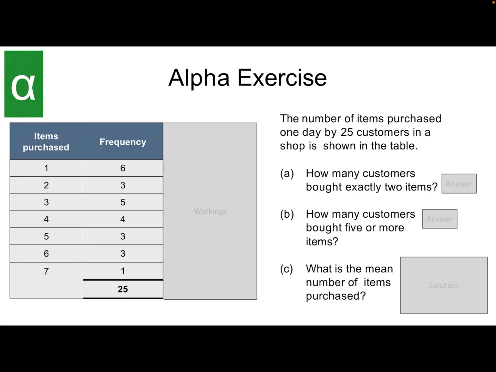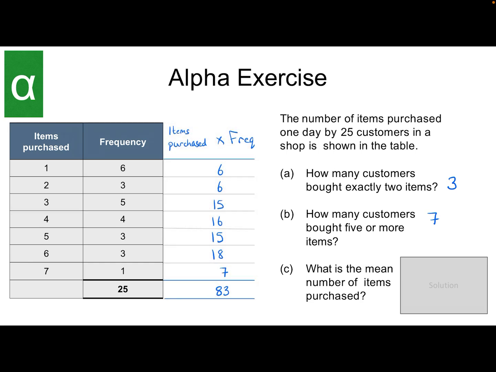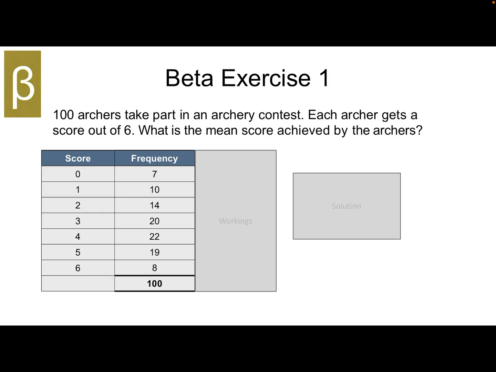Okay, right, stop your video and have a go at this one. Okay, his answers: how many customers bought exactly 2 items? Well, that should be 3, the table tells me. How many customers bought 5 or more items? Well, that would be 5, 6 or 7, so I'm assuming that will be 7. Okay, what is the mean number of purchased items? Well, we do fx, add them all together, which appears to be 83, divide by a total frequency of 25, so 3.32 items.